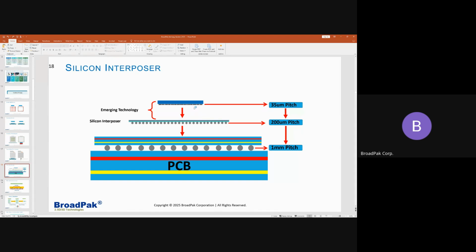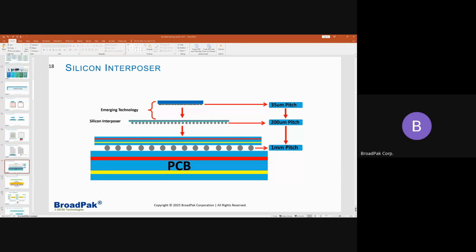And then you can see all we're doing, we're increasing the pitch from 35 micron. We fanned it out to 200. We're fanning it out to 1 millimeter pitch. So that's how the interposer actually works. And we can package that.